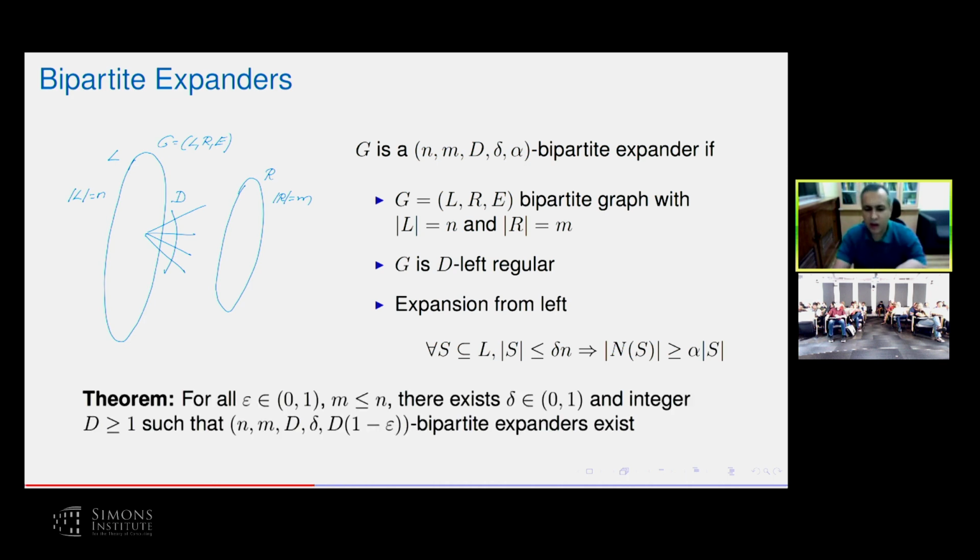And it's not hard to show that for every epsilon that you choose between 0 and 1 and any imbalance that you want, there exists a particular delta and an integer D such that bipartite expanders of these parameters exist. The important thing here is you're going to get bipartite expanders in which the expansion factor alpha, which I mentioned above, is as large as D times (1 minus epsilon). The best expansion factor one can hope for is D, because that's the left degree. And this says you can get as close to D as you want, and how close depends on epsilon.